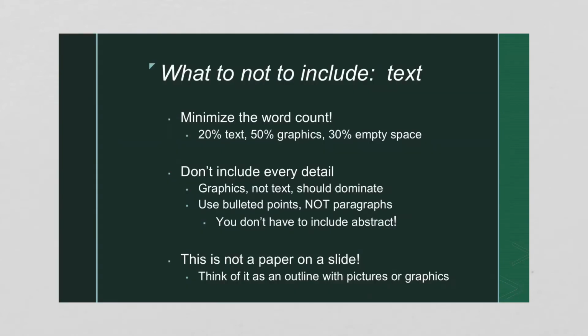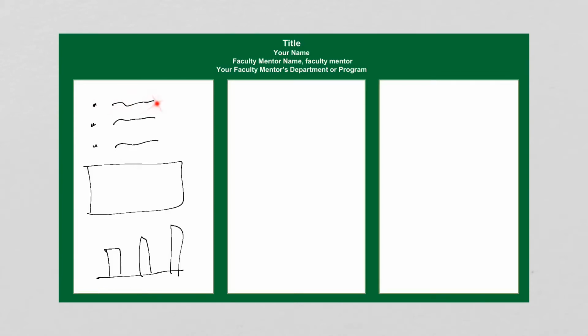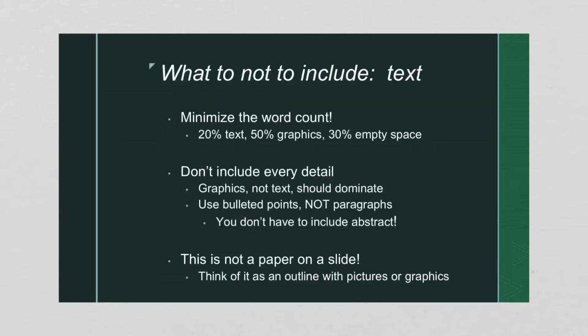Okay, going back to the previous page, you'll notice that I used bullet points here for text. These little squiggles are intended to be one line of text, and I intentionally did that. Notice I did not draw in paragraphs. In a poster, what you're trying to do is minimize the word count. A good general rule is you only want about 20% text.